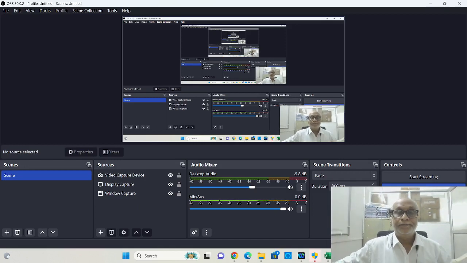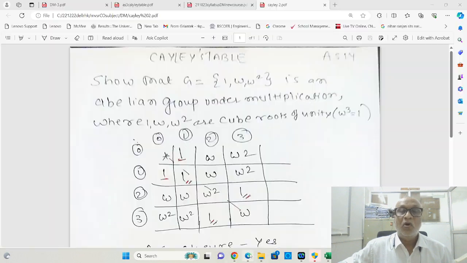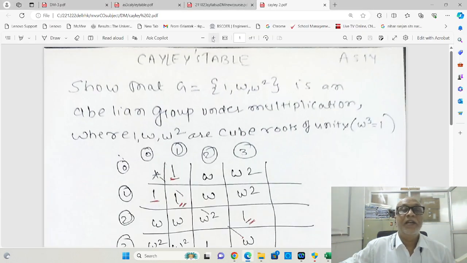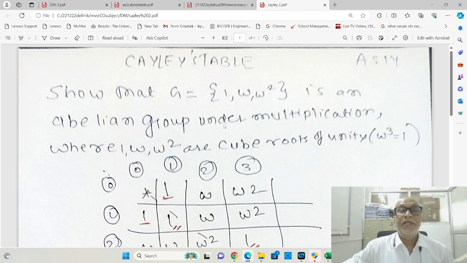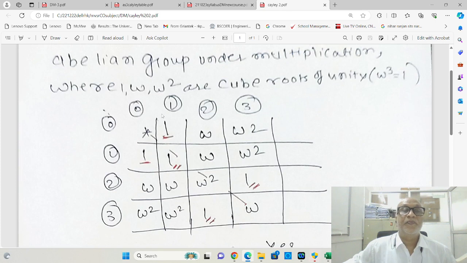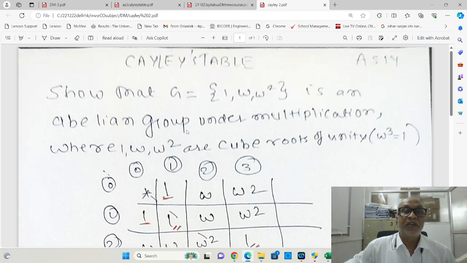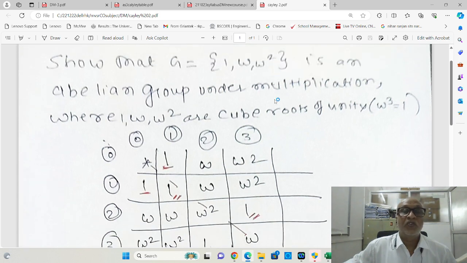Very good morning. Let us take a small example of composition table. The question here says that G is a set comprising 1, omega, omega square. We have to check whether it is an abelian group or not under multiplication operation. And the condition is 1, omega, omega square are cube roots of unity, which is equivalent to omega cube equal to 1.